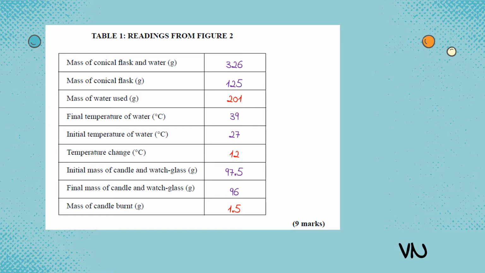Now, using the information that we have just obtained from the apparatus, we can calculate the mass of water used by subtracting those two values, 326 minus 125, which will equal 201 grams. We can find our temperature change, which is going to be 12 degrees Celsius. And the mass of candle burned can be calculated by subtracting 96 grams from 97.5 grams, which will be 1.5 grams. So completing that table will give you 9 marks.